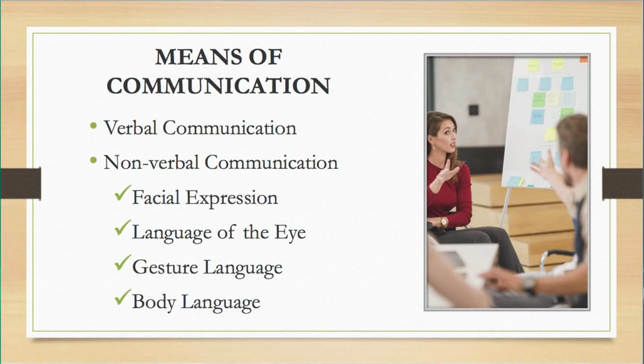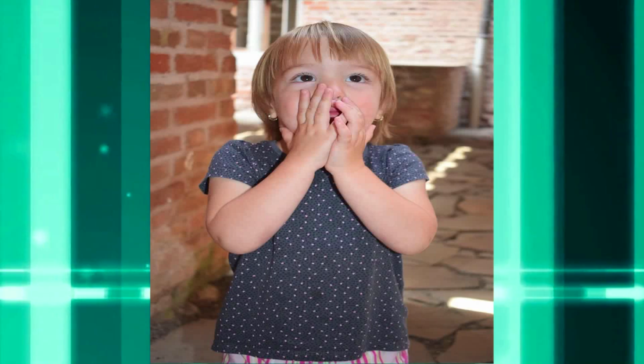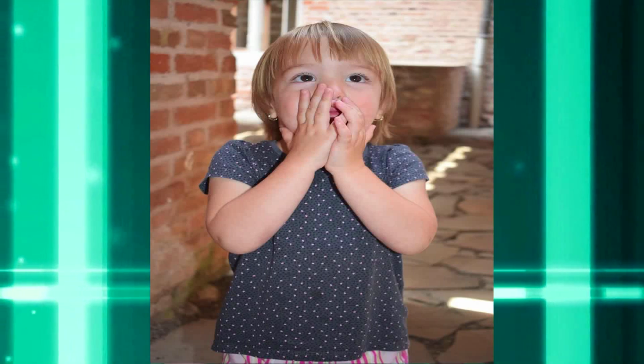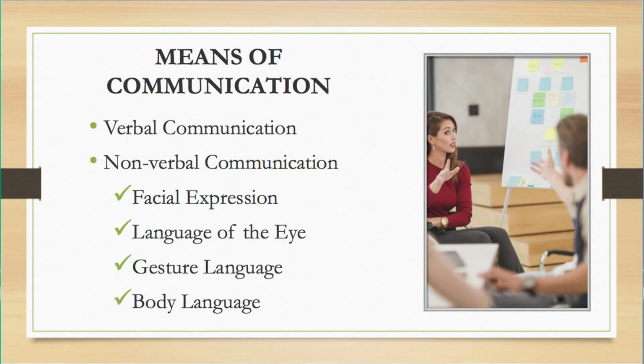Again, the language of the eye. You can see here a child is thinking, but she is not saying that she is thinking. She is just thinking by means of her eyes. So this is non-verbal communication. We can read the language of the eye. The teacher also communicates to students through their eyes. This is non-verbal communication. Again, gesture language.